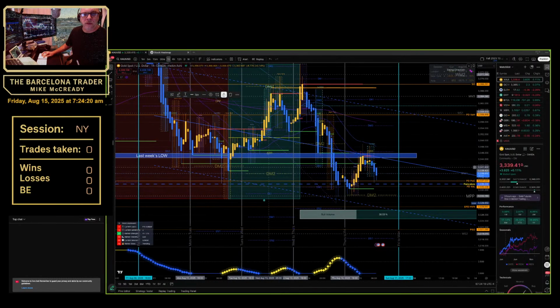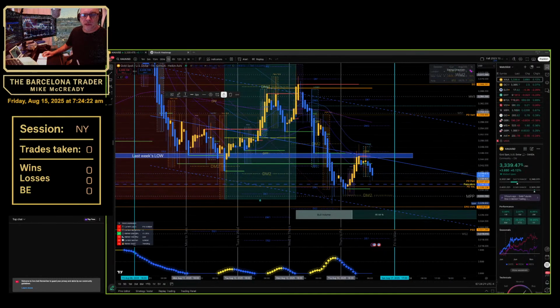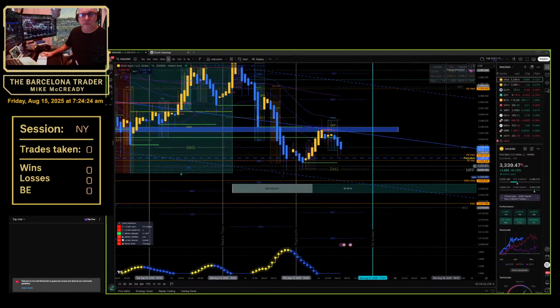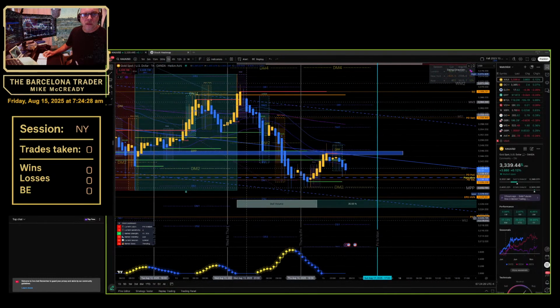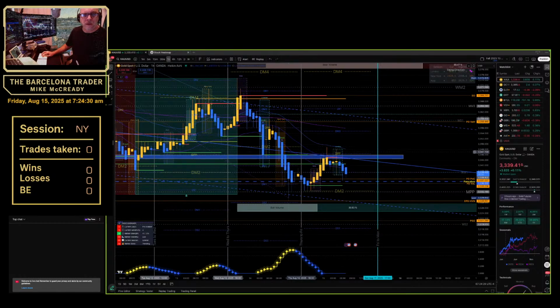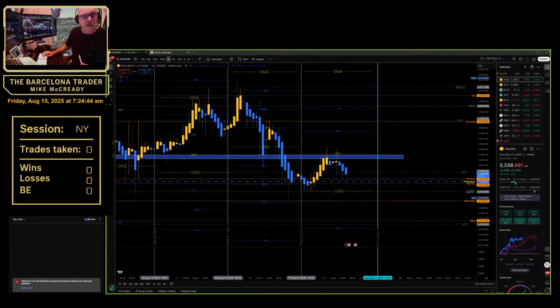All right, so let's spread this out just a little bit so we can get a clearer picture. The session opened right here on this vertical gray line. Price initially came down for about 3 hours, touched the DM2, which coincides with the MPP pivot. Let's take out some of these indicators so we can just look at the chart.